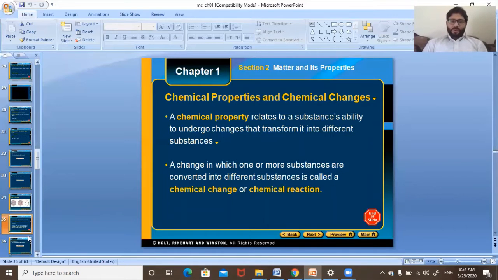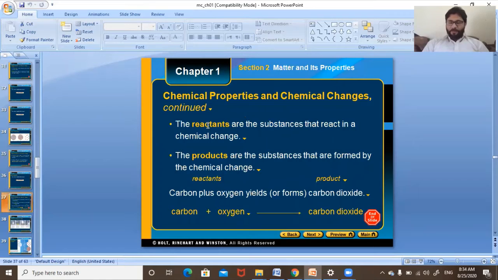So if we are moving towards the next part, that is related to the reactions now. When a reaction takes place, a reactant converts into a product. What does it mean by the reactant and the product? These are two new terms for you now. The reactants are the substances that react in a chemical change, while the products are the substances that are formed at the end. For example, when carbon reacts with oxygen, it gives us carbon dioxide.